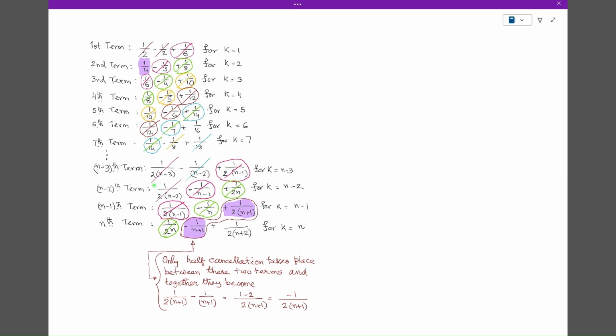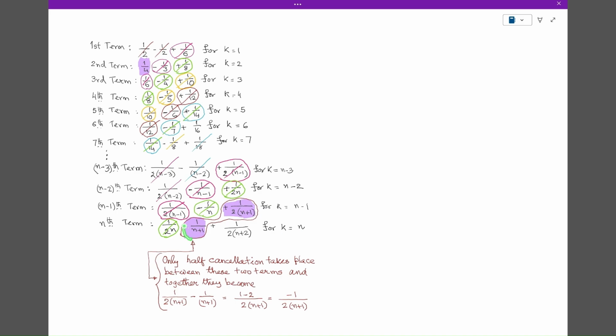Finally, this term will cancel out with this and this. This term will cancel out with this and this. This term will cancel out with this and this. And this term will remain because the series gets terminated at k is equal to n.